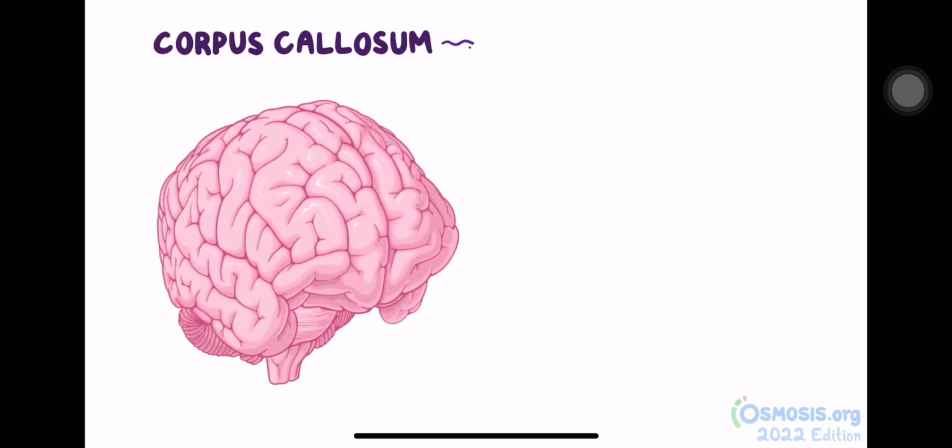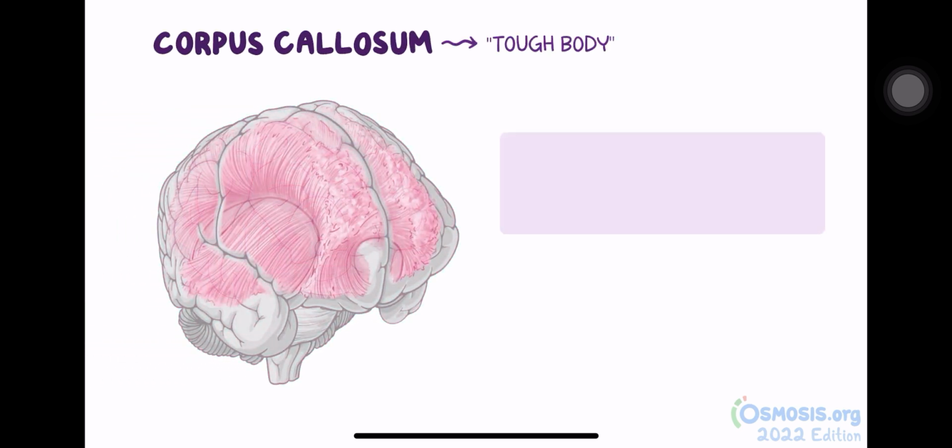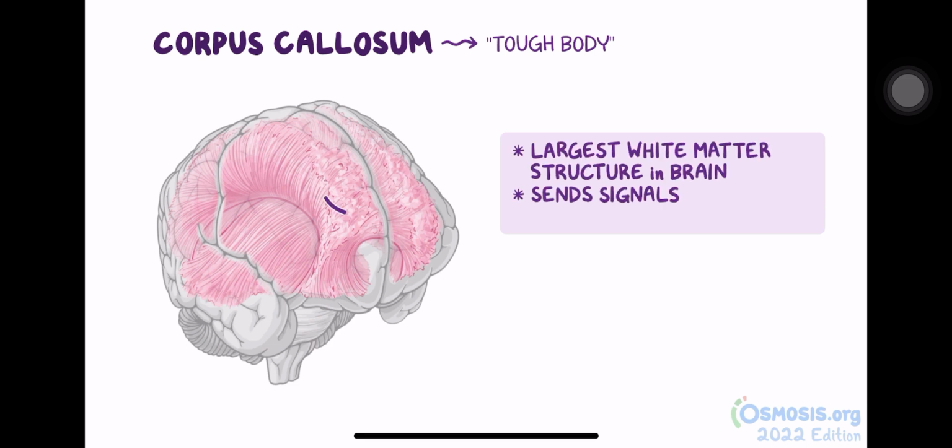Okay, first, let's cover the cerebral commissural fibers. Starting with the corpus callosum, which means tough body in Latin, this is the largest white matter structure in the brain. It sends signals between the two cerebral hemispheres and connects them together at the same time.